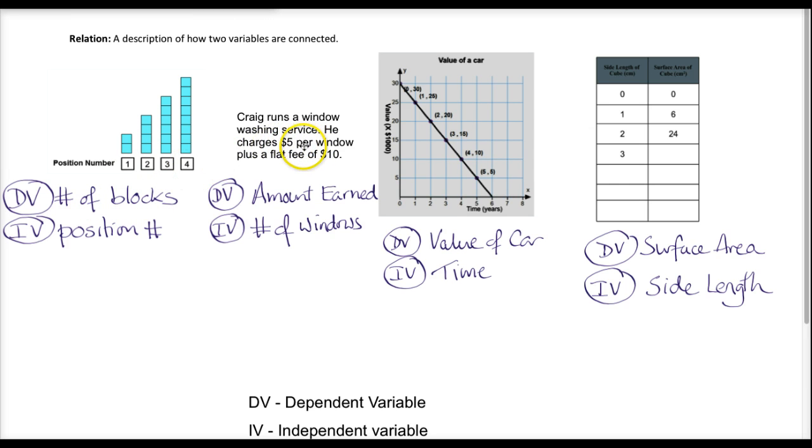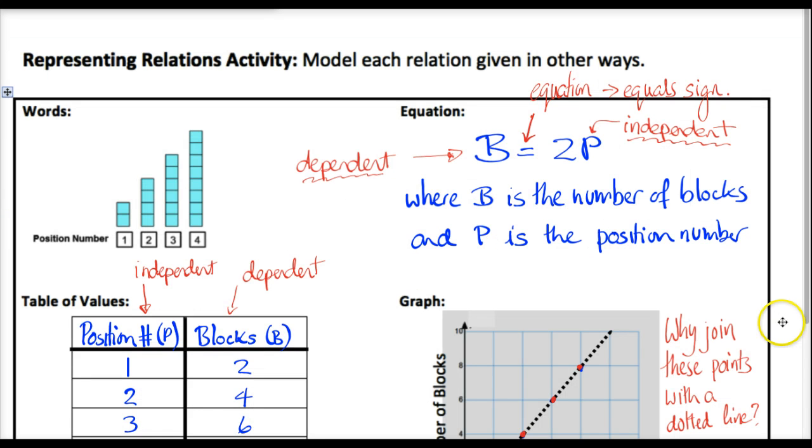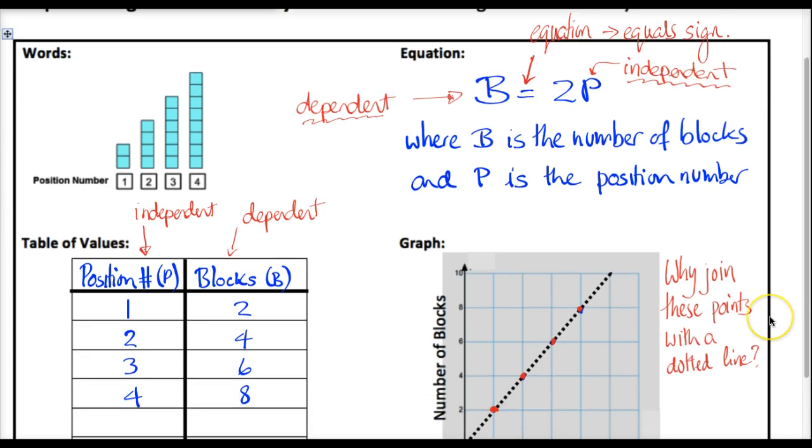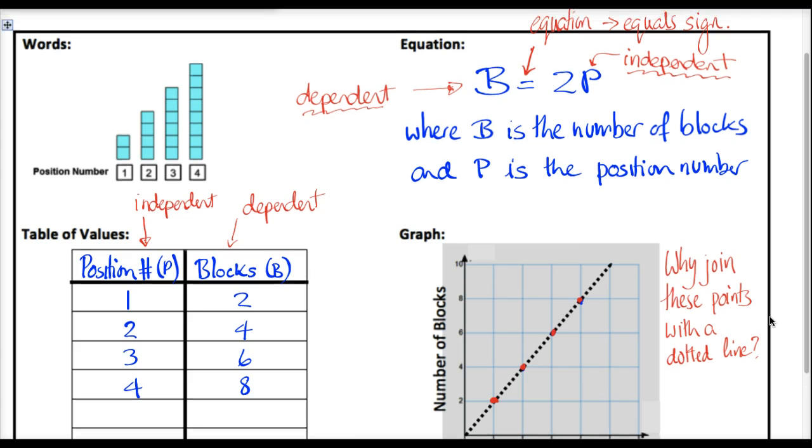Here we have the window washing example from the last video. The amount earned depends on the number of windows. Here the value of a car over time depends on how old it is, so the value of the car would be dependent. And here the surface area of a cube depends on the side length, so surface area would be the dependent variable. We practiced that a bit more, and then we took a look at each of these examples, trying to go freely from words or a picture of the situation to a table of values, a graph, and an equation. So here's the first one.